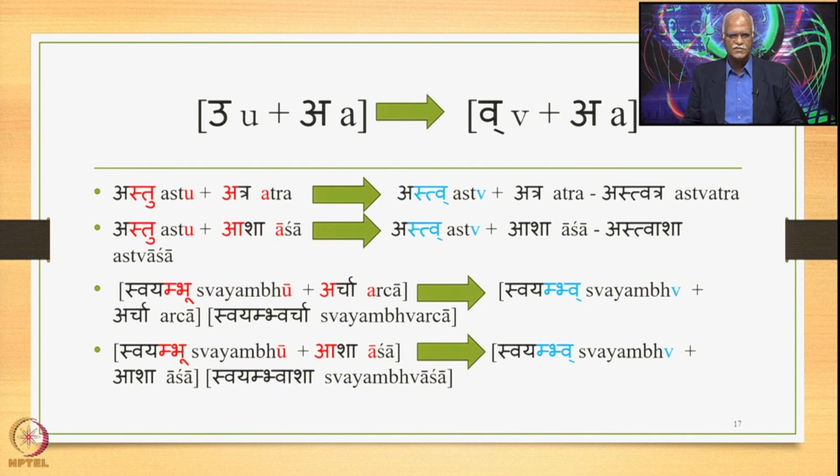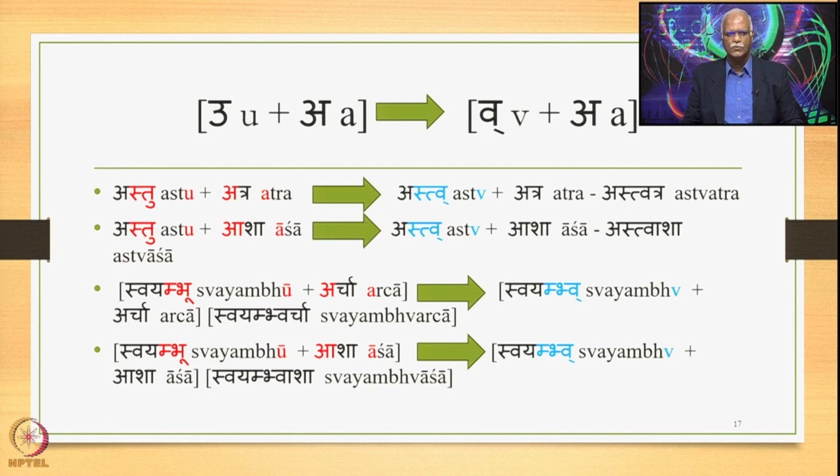Similarly, Astu plus Asha, in which U is followed by A, and we have seen that A being the Uddeshya also represents its own homogeneous sounds. So A is one of them, and so 6177 also applies in this case. So we have Astu Asha and Astvasha.